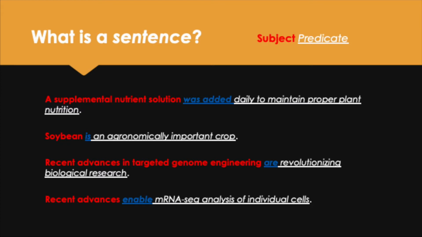in that predicate. And then a final example says, recent advances enable mRNA-seq analysis of individual cells. Now this one is a little bit different than the third example because they don't specify what kind of recent advances. But recent advances is the subject of the sentence again. And enable is the verb. So this is an action verb. And the predicate is enable mRNA-seq analysis of individual cells.